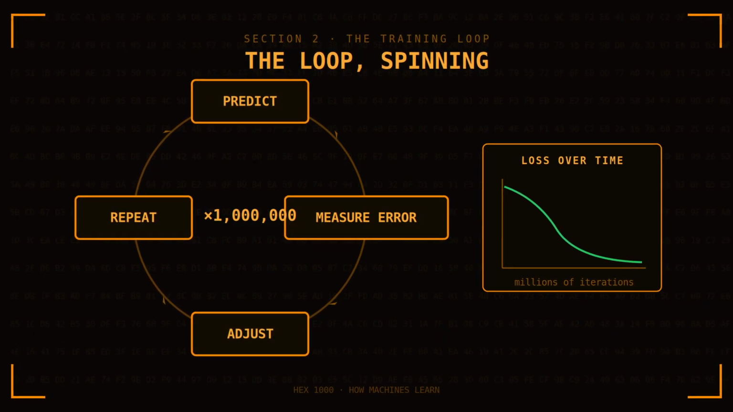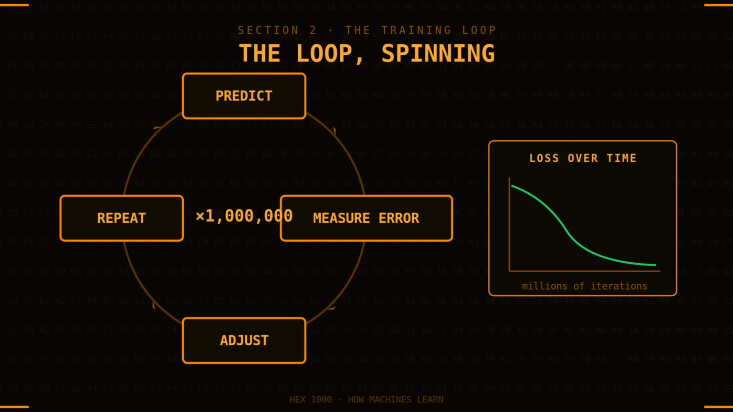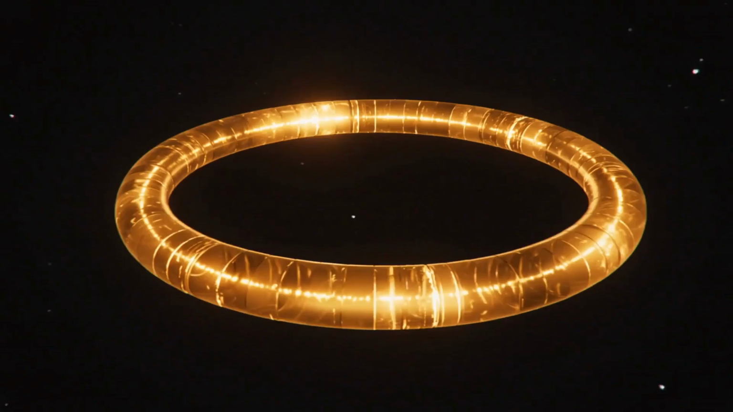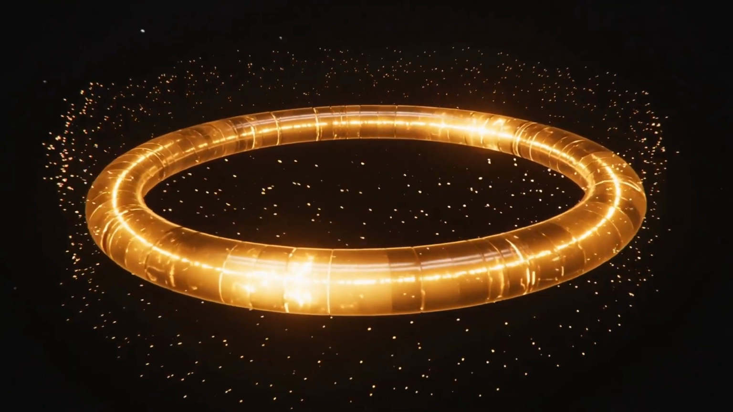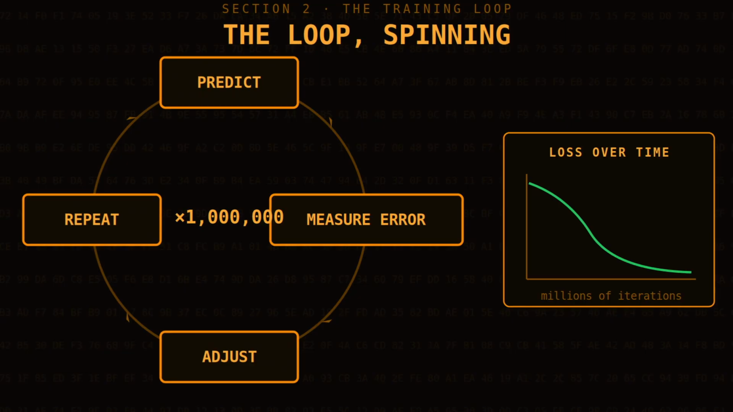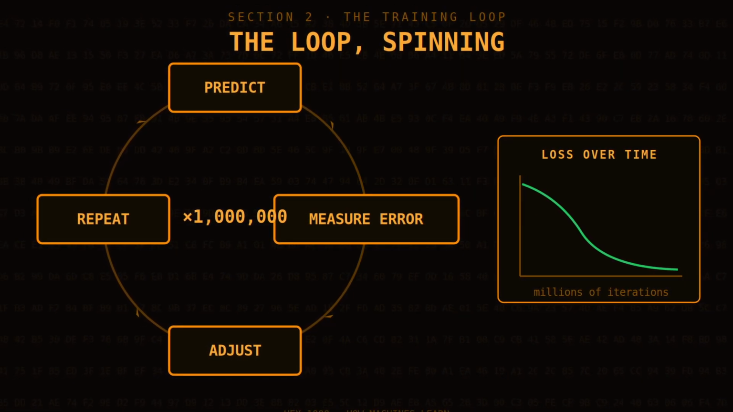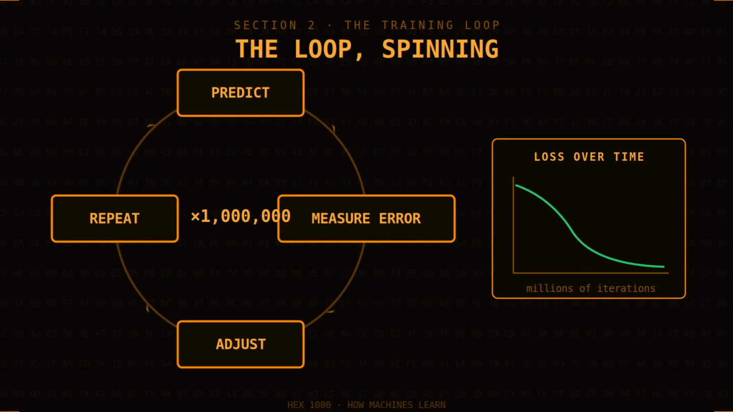Step 4. Repeat. Take the next example. Predict. Measure the loss. Adjust. Then the next. Then the next. Thousands of times. Millions of times. For a language model, this loop runs billions of times, often for weeks, across thousands of specialized chips. Each pass, the loss drops a little. Each pass, the parameters get a little better, and slowly, invisibly, the model goes from random guessing to genuine competence.